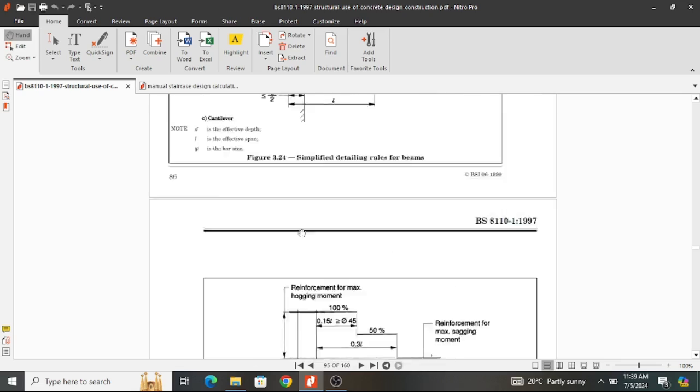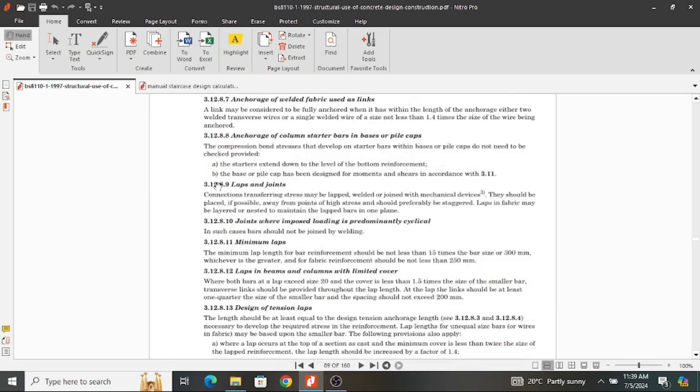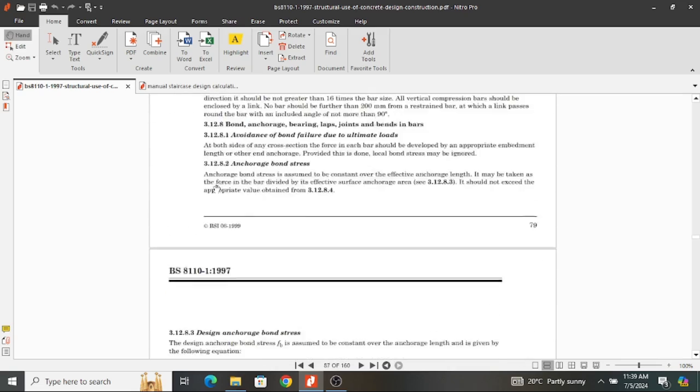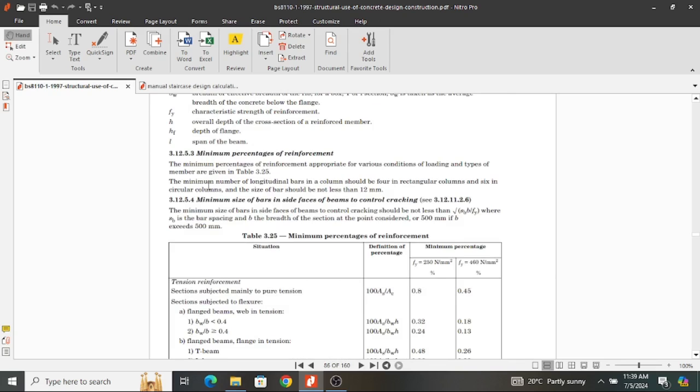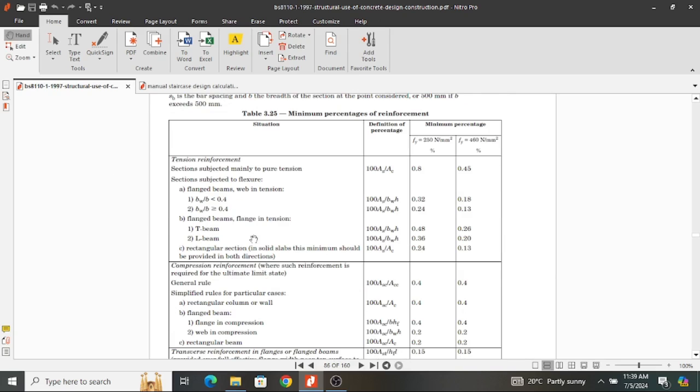3.25. Let's get to the table very fast. We are almost finishing. 3.25 right there. We are talking about tension reinforcement. Our structure did not require compression reinforcement, so this one is not applicable. So for tension reinforcement, our section is a rectangular section. In solid slabs, this minimum should be provided in both directions. So our minimum percentage of reinforcement is 0.13.